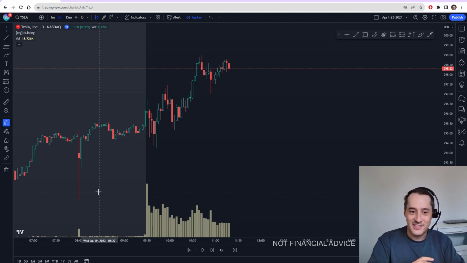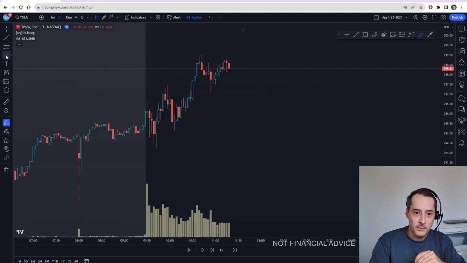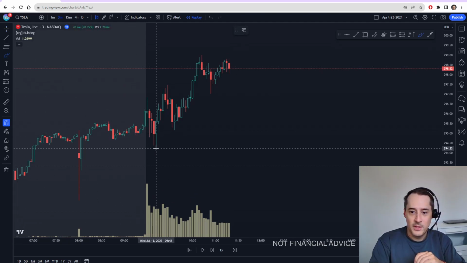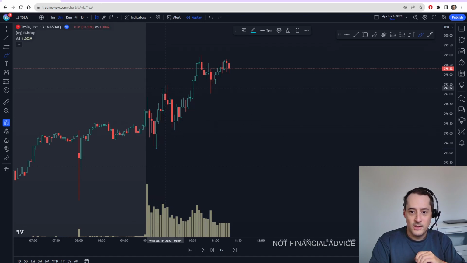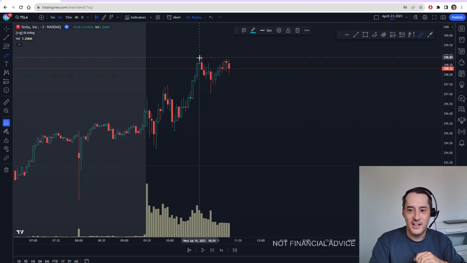So for Tesla's sake, at around 10:30, 11, I started looking at Tesla, and I could tell that there were some signs that there was a trend forming. We had a low here, we had a high here, then we had a higher low, higher low, a higher high, and then we started to have a kind of flag pattern here.